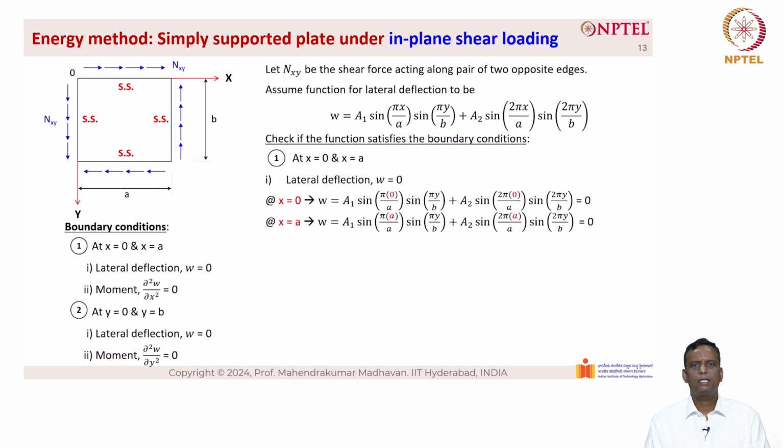Next, at x equal to a, we have w equal to a1 into sin pi of a by a into sin pi y by b plus a2 into sin 2 pi a by a into sin 2 pi y by b, which is also equal to 0.